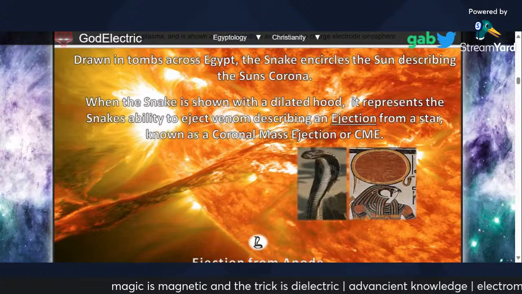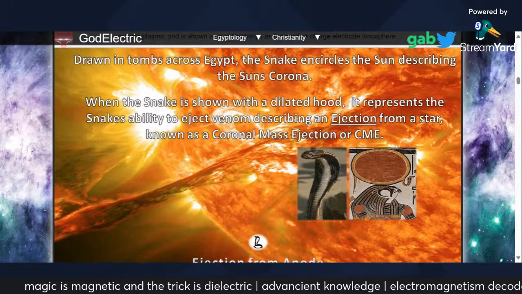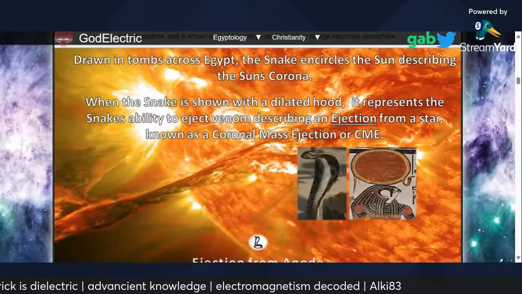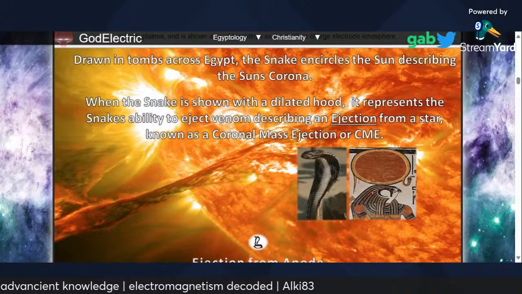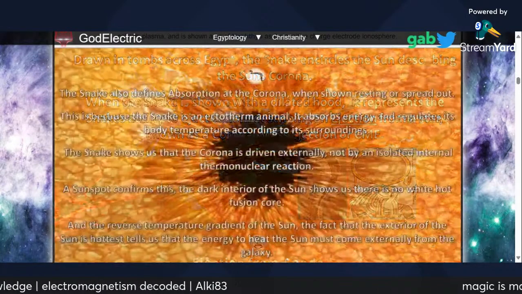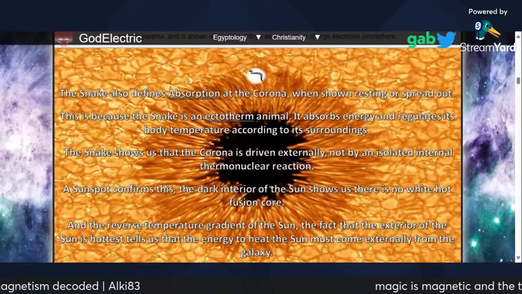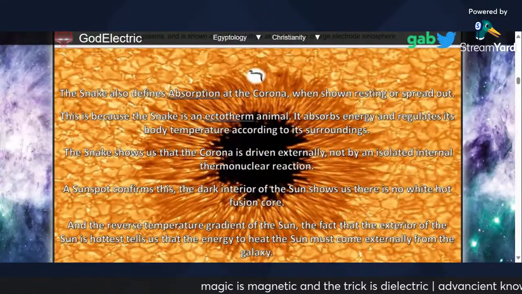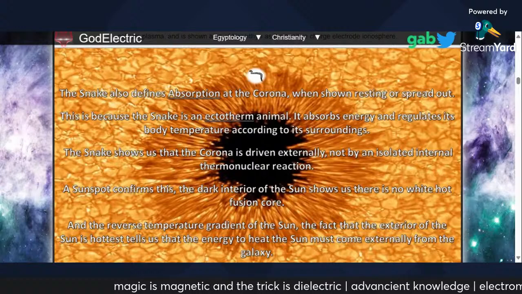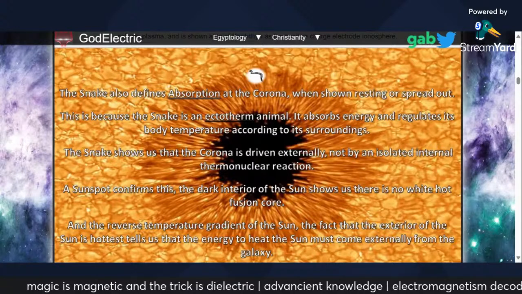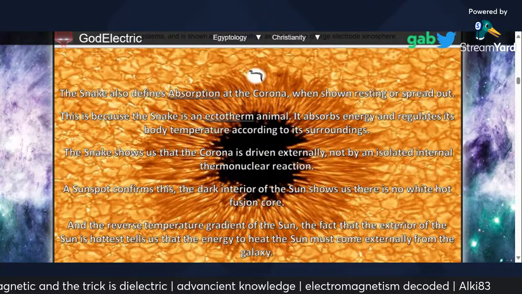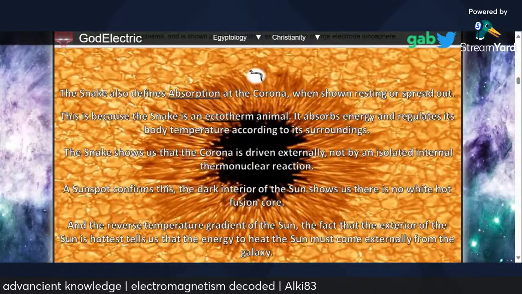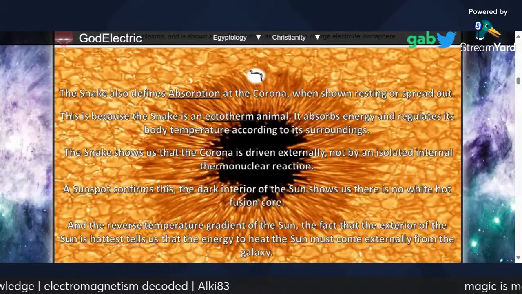When the snake is shown with the dilated hood, it represents the snake's ability to eject venom, describing an ejection from a star known as a coronal mass ejection or CME. The snake also defines absorption at the corona when shown resting or spread out. This is because the snake is an ectotherm animal. It absorbs energy and regulates its body temperature according to its surroundings. The snake shows us that the corona is driven externally, not by isolated internal thermonuclear reaction.